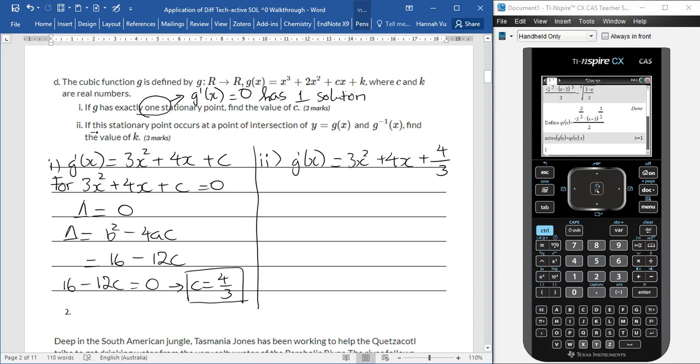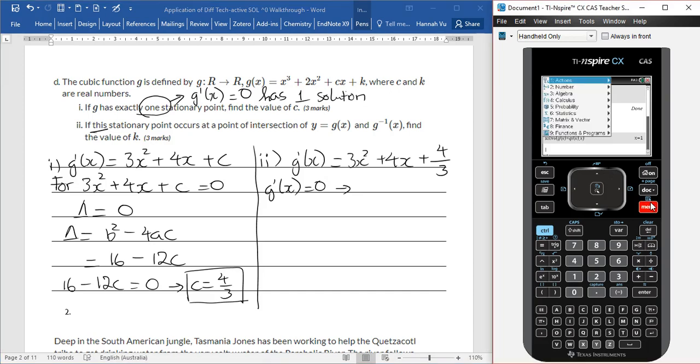If this stationary point occurs at the point of intersection of y equal to g of x and y equal to g inverse of x, find the value of k. All right, in order to find k, I'm going to start by just finding x, because I know that this is a stationary point, so I can just solve for this equation. 3x squared plus 4x plus 4 over 3 equals 0. So 3 times x squared plus 4x plus 4 over 3.